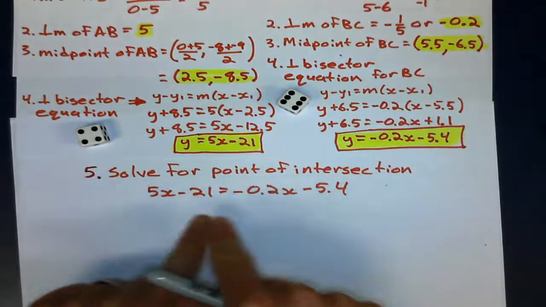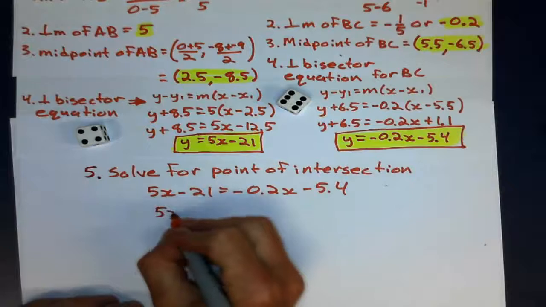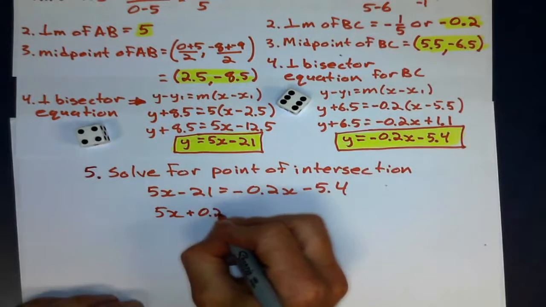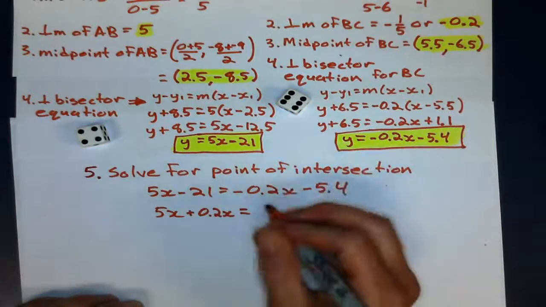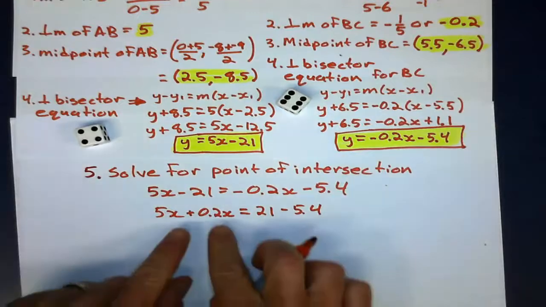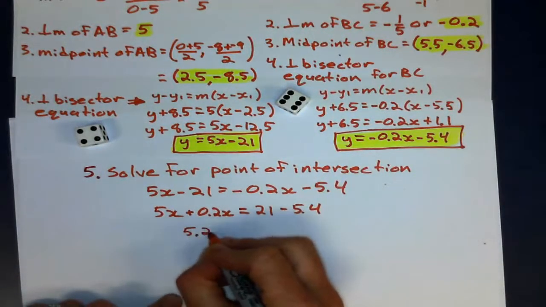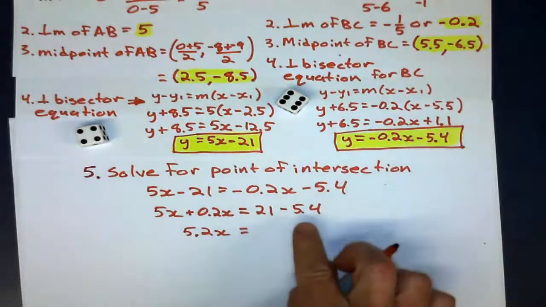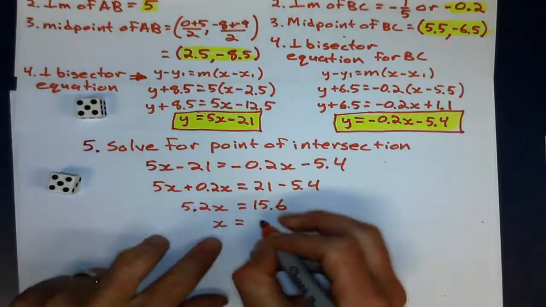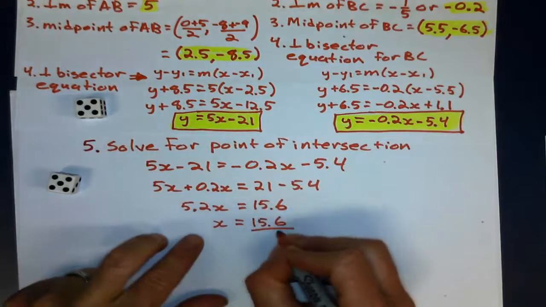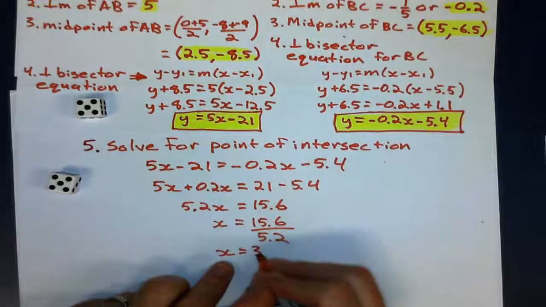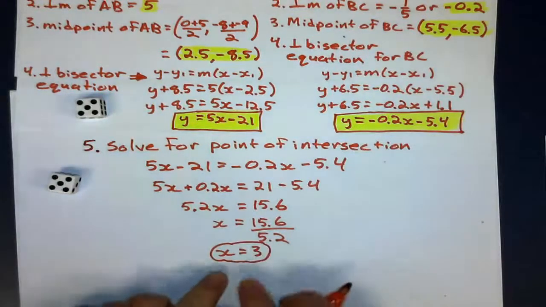So first up, get the x terms on one side and the constant terms on the other. So that means this negative 0.2x is going to become positive on this side, plus 0.2x, and that negative 21 is going to be positive on this side, minus 5.4. Okay, next up, combine like terms here, and I get 5.2x equals 21 minus 5.4 is 15.6. Finally, to solve for x, going to divide by the coefficient here, 5.2, and I get a nice whole number, I think. I get a value of 3. So the x-coordinate for the circumcenter is 3.